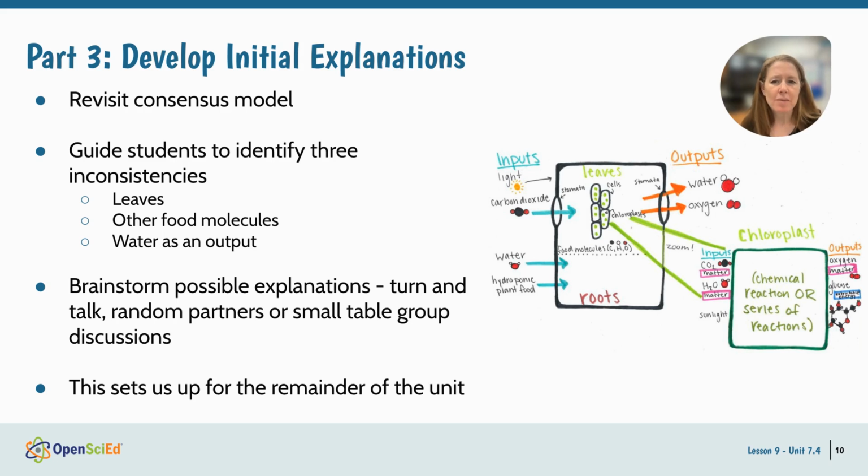So there are things we still need to figure out. And the students can brainstorm initial explanations for this. This is a great time for random partners or a quick turn and talk at their table.